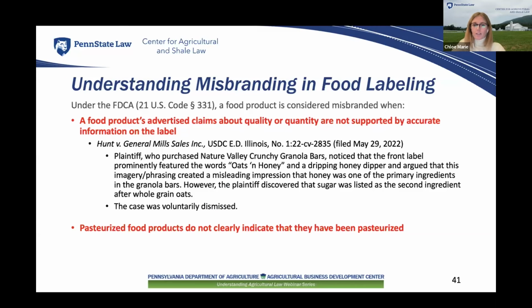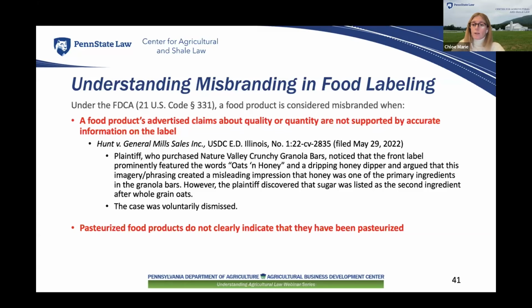A food product is considered misbranded when a food product advertises claims about quality or quantity that are not supported by accurate information on the label. In the case here, the plaintiff alleged that the company's granola bars are falsely advertised as containing primarily honey, when in reality they contain more sugar than honey.